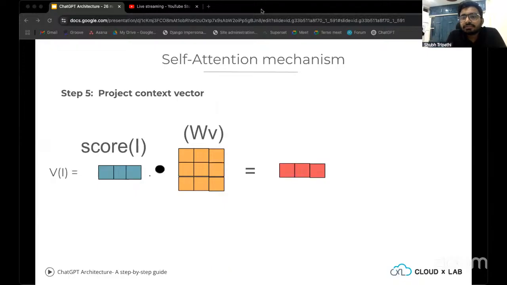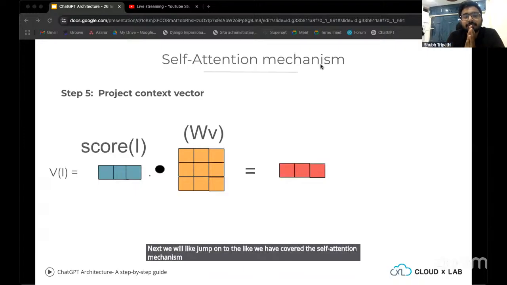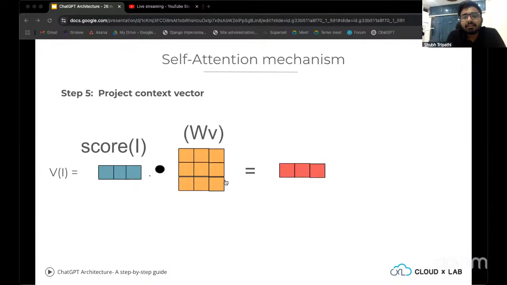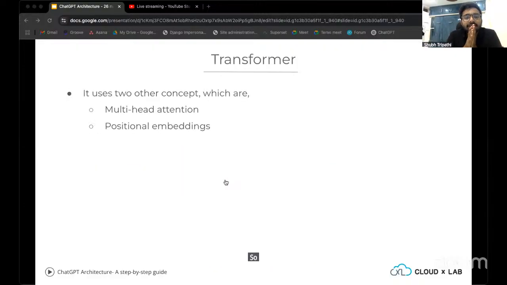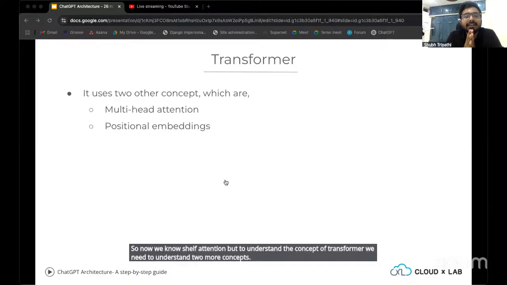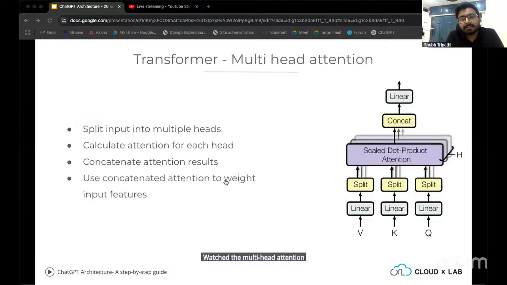Any more questions? Next, we have covered the self-attention mechanism, so we'll jump onto the transformer architecture. I guess I can jump further. Now we know self-attention, but to understand the concept of transformer, we need to understand two more concepts. First is multi-head attention, and second is positional embeddings.